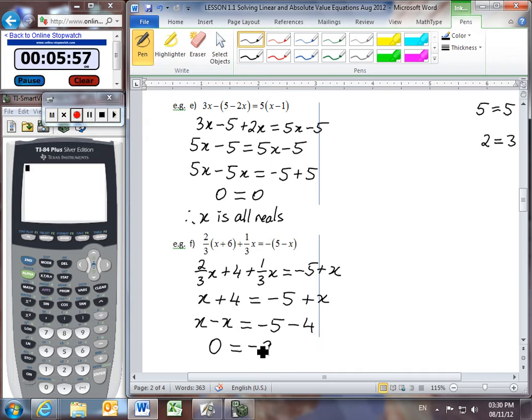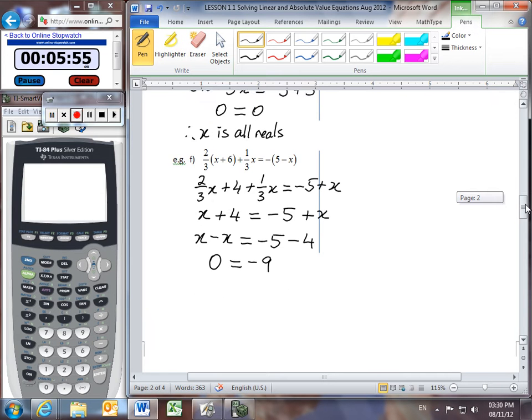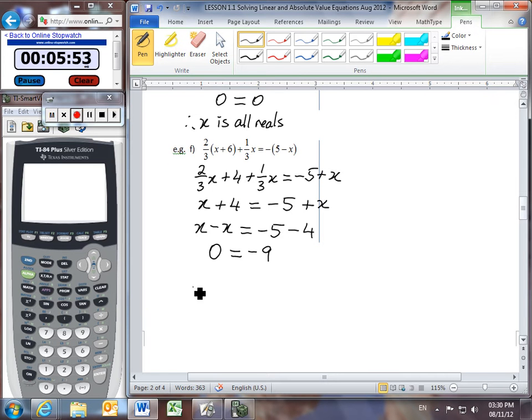Now this obviously is never true. There is no value of x that will ever make this true. And therefore, x has no solutions. Or the equation has no solutions.